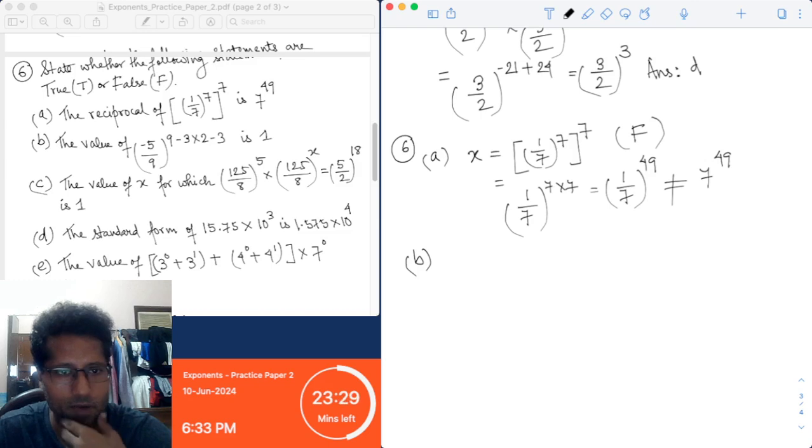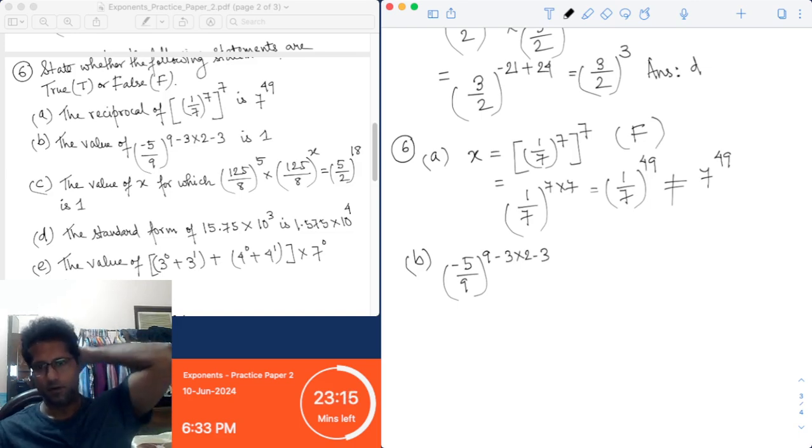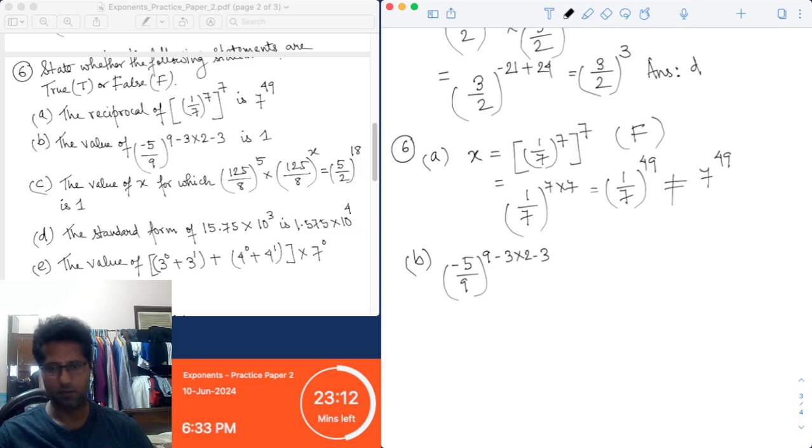What is B? The value of this is 1. Okay. The value of (minus 5 by 9) whole to the power 9 minus 3 into 2 minus 9. Now the power is an expression having multiplication and subtraction. You have to do this carefully. You have to do this correctly using the BODMAS rule. So first we do multiplication and then we do subtraction.